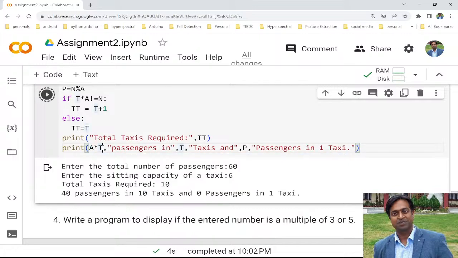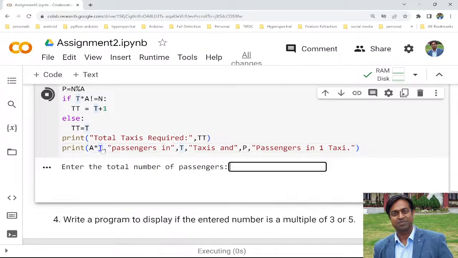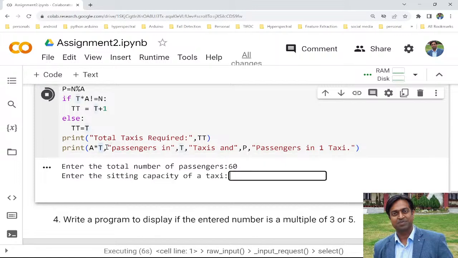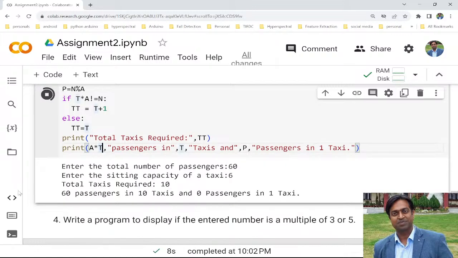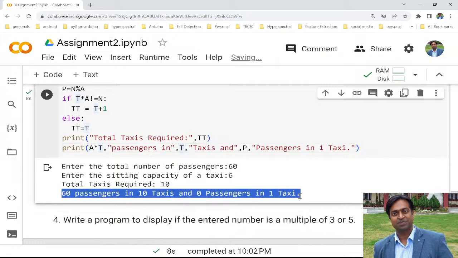So now if I again run this, over here it is 60 passengers, capacity is 6. So now you can see 60 passengers in 10 taxis and 0 passengers in 1 taxi. So in this way we get the desired output, right? So this is our way.